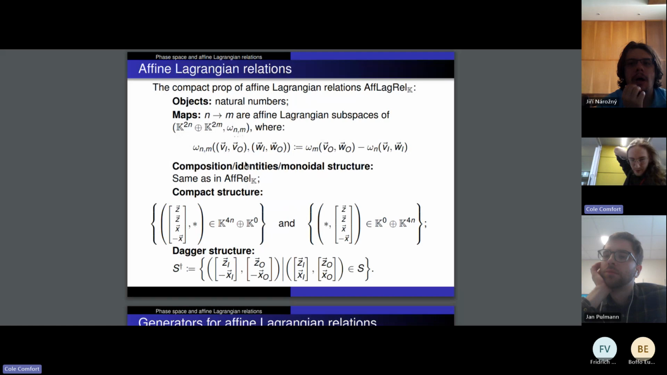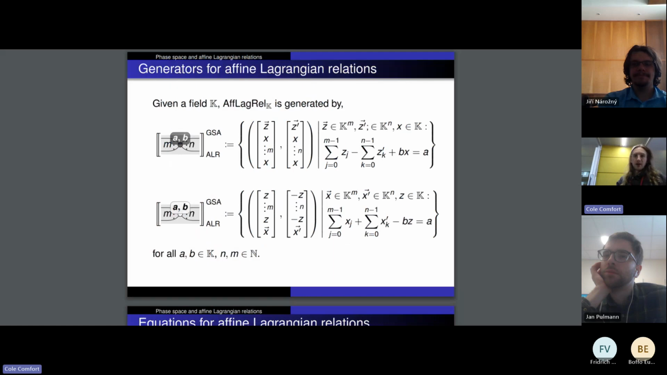And the complex structure is a bit different because you have to insert this negative sign. There's also a dagger, given by negating the momentum component of the subspace, but not the position. And in our first paper, me and my co-authors give a presentation for this category, so you can think of it only in terms of pictures.